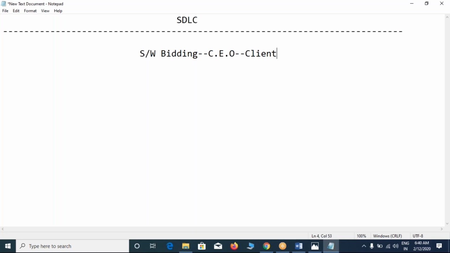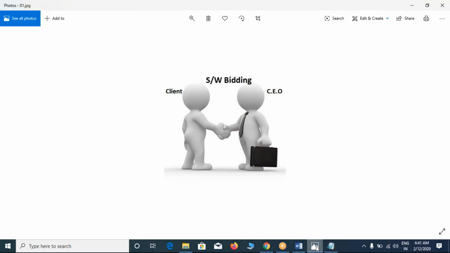Then, to confirm the project from HDFC Bank, our company CEO will go to the client side and confirm the project. Who will confirm the project? Yes, the CEO. The first phase of SDLC is software bidding. Here, our company CEO goes to the client side and confirms the project. For confirmation, an agreement is made between the software company and the corresponding client. That process is called software bidding. So finally, in this phase, the project will be confirmed by the CEO.